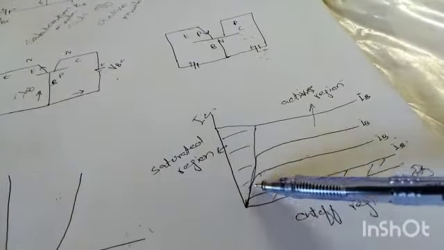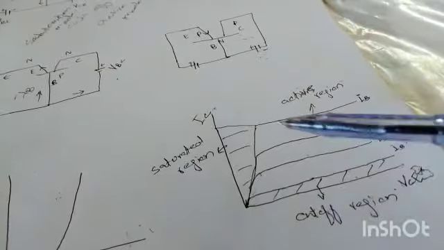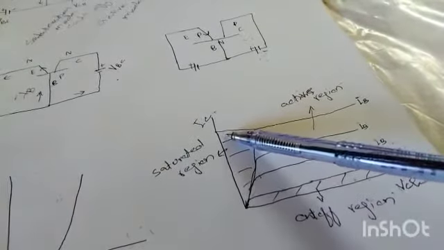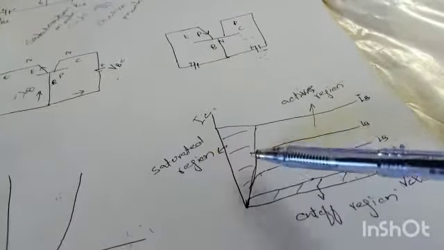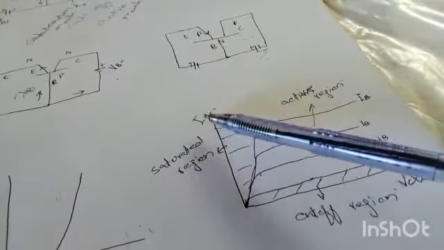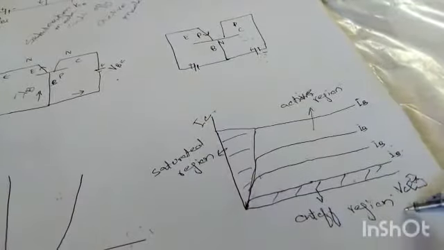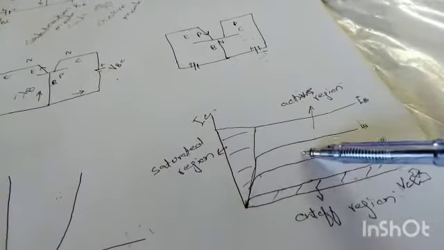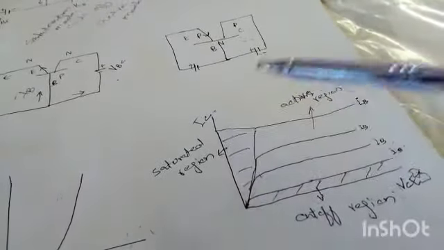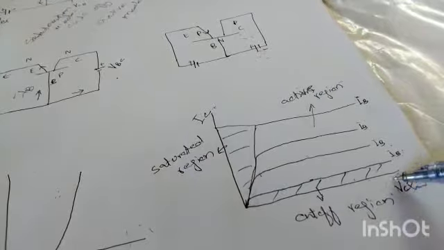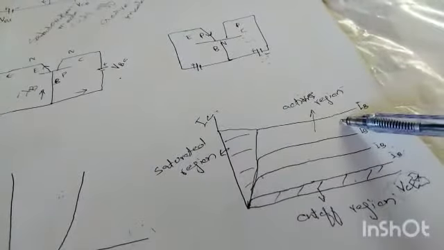The region in which an increase in output voltage gives an increase in output current, that region you call the saturated region in the characteristic curve drawn between the collector current, that is your output current, and your output voltage. The region in which the output current becomes constant at a certain output voltage, that region you call the active region.